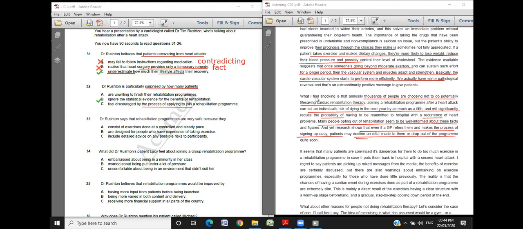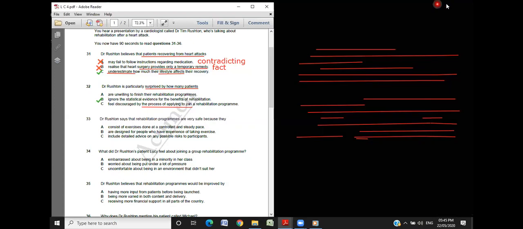And in the beginning itself, he said, I find shocking. So shocking helped you to say that he's talking about something that he's surprised about. And he clearly says how many people are choosing not to do potentially life-saving cardiac rehabilitation therapy. So it's not that they're not finishing, he's surprised about how many people are not willing to join the program. Okay, now we'll do the next two questions.